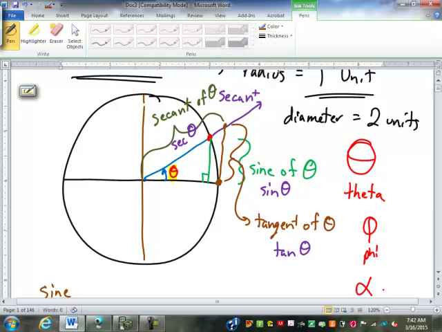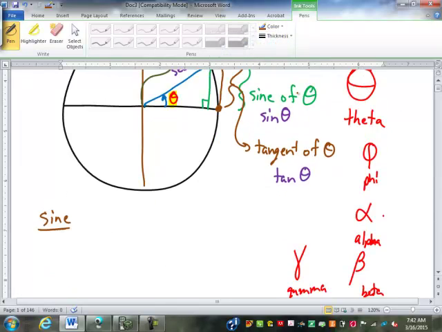So our other two main trig functions, we mentioned the tangent and we mentioned the secant. Those are our three basic trig functions. Now, which one have you heard a lot of that is not on my list right now? Cosine. Very good.